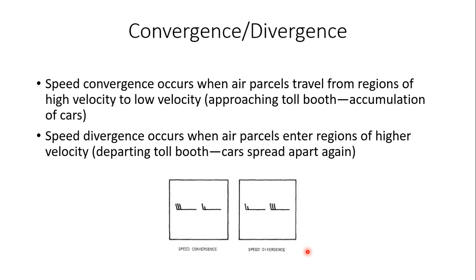Speed divergence occurs when air parcels enter into regions of higher velocity. So this would be a case where you're driving on the interstate doing 55 miles per hour and the car ahead of you is doing 70 miles per hour. That car eventually is going to open up distance or spread further away from your car because he's going way quicker than you are. That's an example of speed divergence. We're just associating that real-life example with air parcels in the atmosphere.